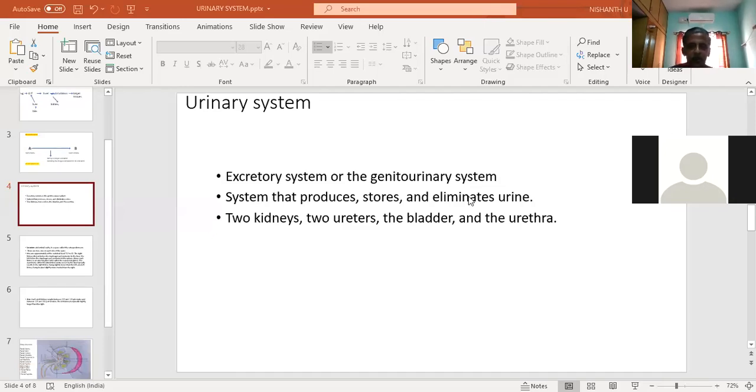So let us continue with the urinary system. Last class we discussed the functions of the urinary system, a little bit elaborately. Even though you are not going to write each and every point that I specified, let us start to discuss the anatomy of the urinary system, particularly the kidney.